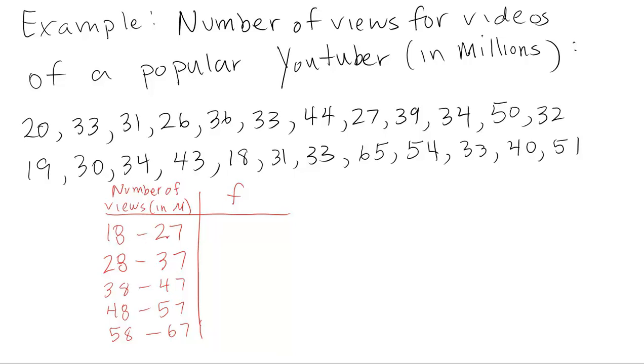So let's see. For the class from 18 to 27, well, 20 is in that range, and 26 is in that range, and 27, we're counting that, we're including the bounds. Let's see, 19 is in that range, and there's the 18 that we wanted to start with. And that looks like it. There are 1, 2, 3, 4, 5 total, and so that class has a frequency of 5.